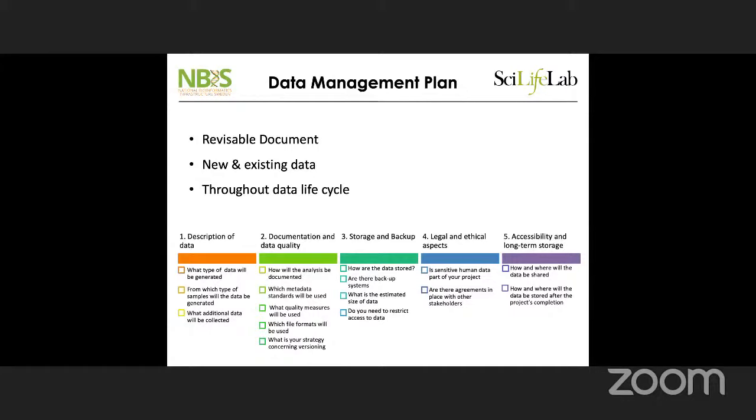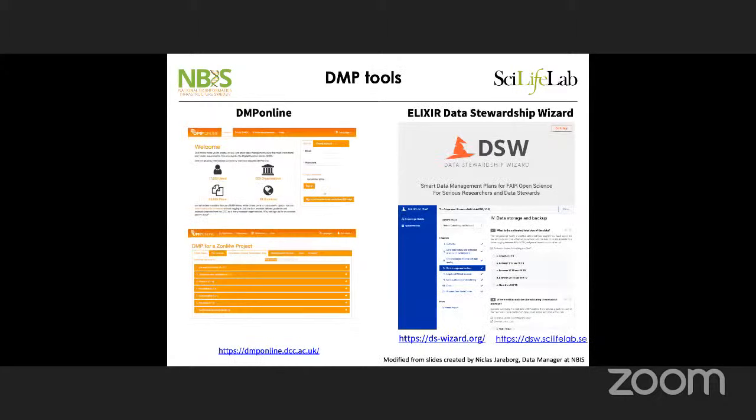So, as I mentioned, there are tools that can help you create a data management plan. And I have here an example of two tools. One is DMP Online, which is commonly used. And the one we use at SciLife Lab is Data Stewardship Wizard. And what is great with tools is that from the data steward point, we can actually go in and create customized templates or questionnaires for the researchers, where we select the questions that they should answer, but also we can provide integrated guidelines and try to provide information to make it much easier for the researchers to answer the questions.